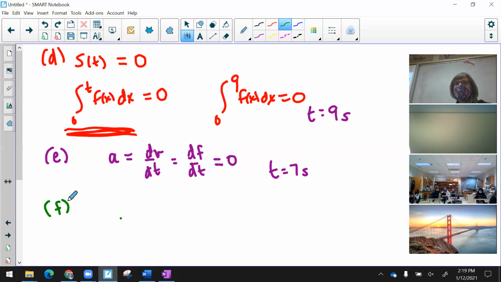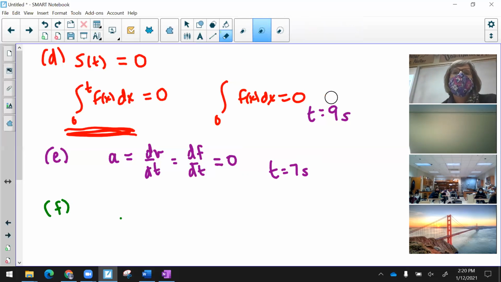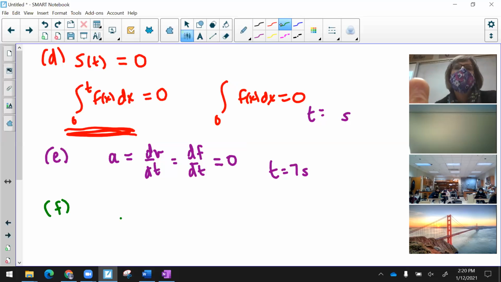Harvey, what's up? For the part before that, why is t equal to 9 and not 6? Because I miswrote. Oh. Good call. So it is. I was thinking of what the area was. So no, you're right. It is 6 seconds.